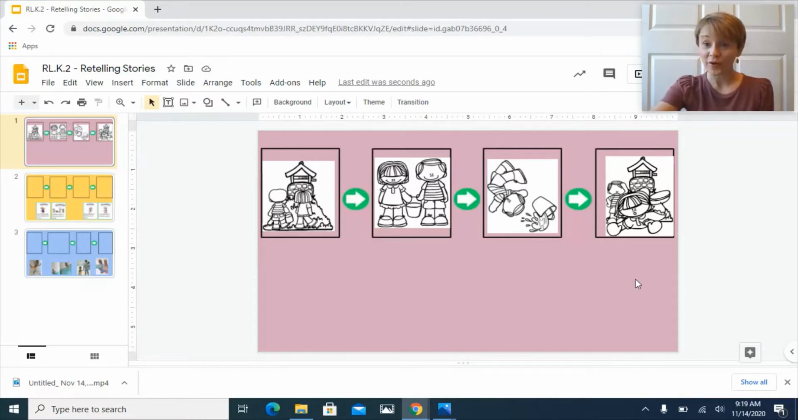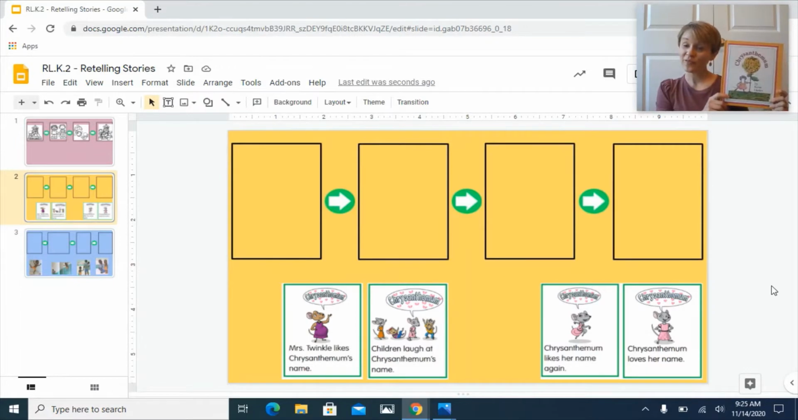Let's look at another book. Maybe you've heard this book in class, Chrysanthemum by Kevin Henkes. I've heard this book more than one time, so I'm pretty good at retelling the story. And I'll use this flow map to put the events in order from the beginning to the middle and finally to the end of the story.